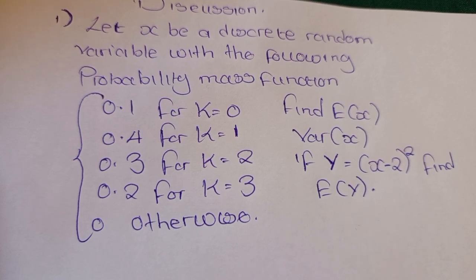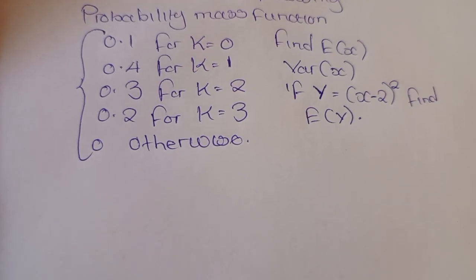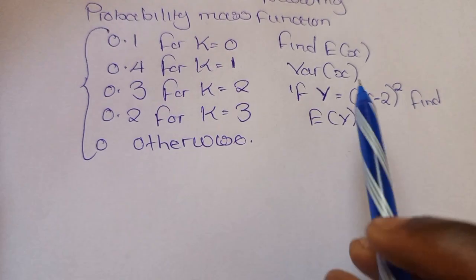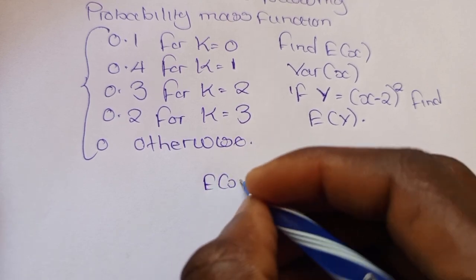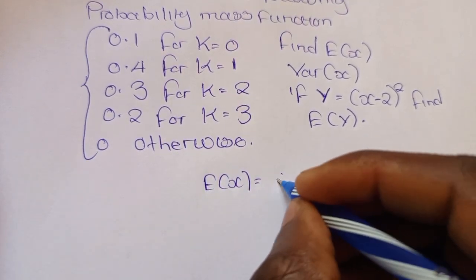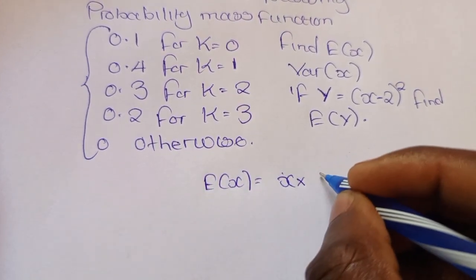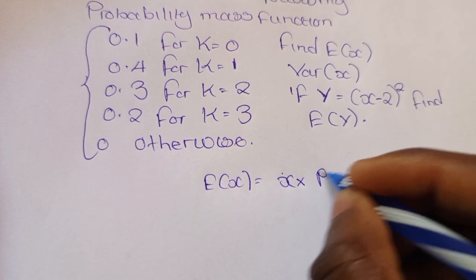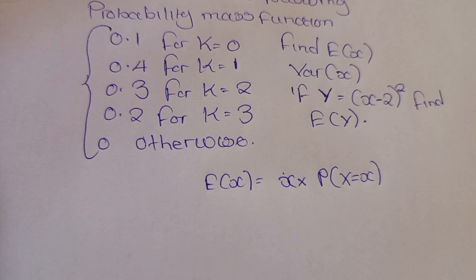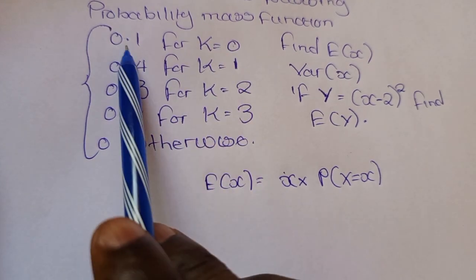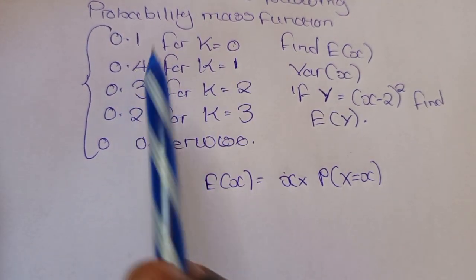So the first question that we have is to find the expected value of x. So when you are told that you should find the expected value of x, we usually multiply the x value times the probabilities you are basically given. So in this case, you multiply 0 times 0.1, 1 times 0.4.